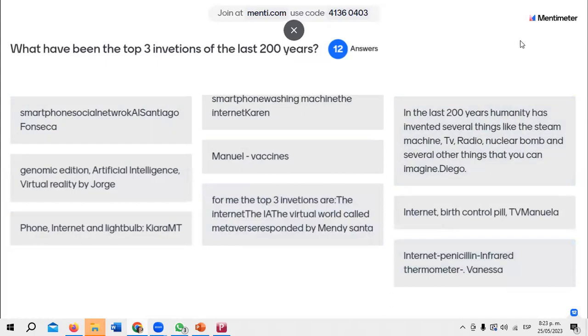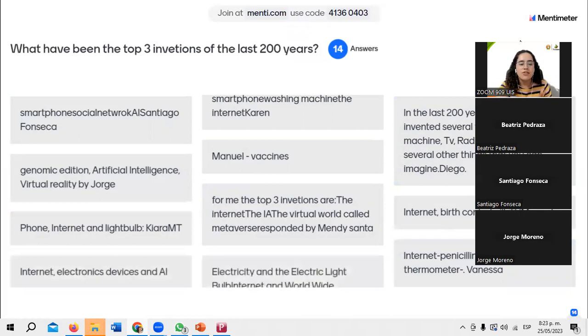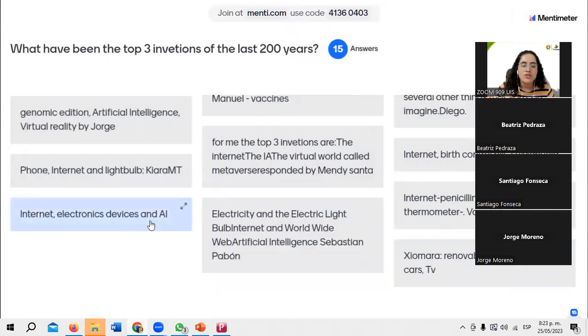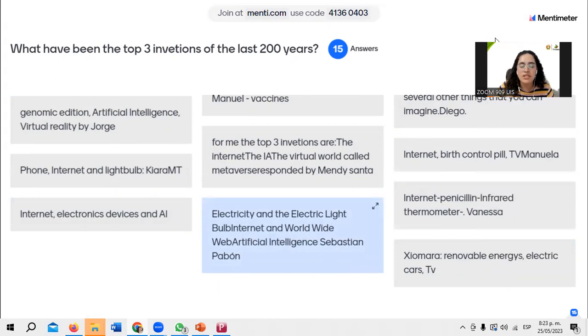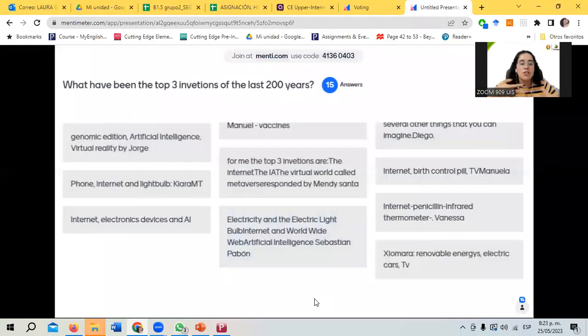And I see most of your answers are focused on the same thing, like technology, electricity, internet, cell phones, computers, all of this. Electronic devices, electricity, electric light, internet, World Wide Web, renewable energies, electric cars, TV, etc. So you can see most of you agree on what are the most important inventions in the last 200 years.